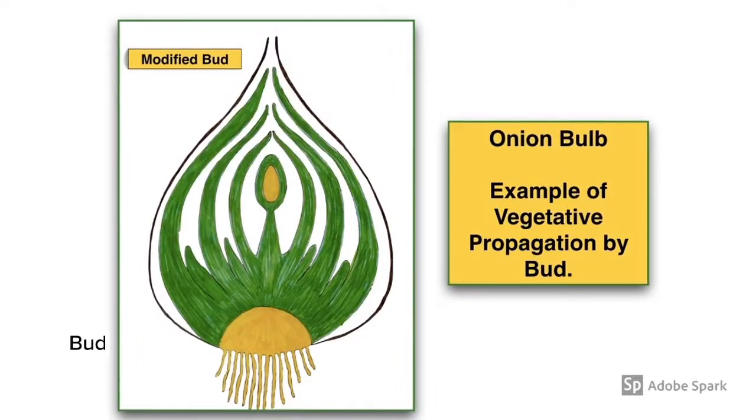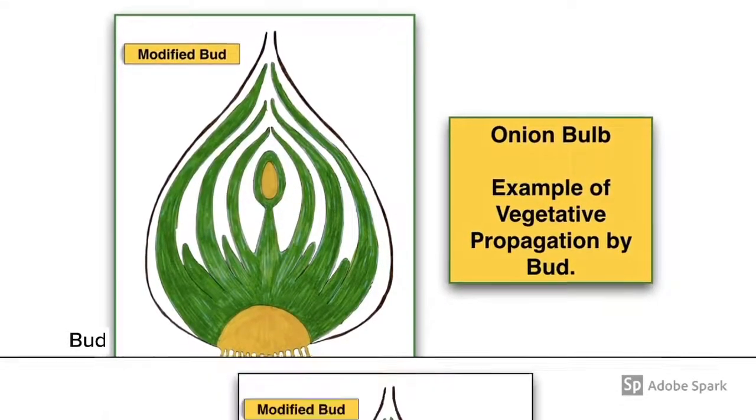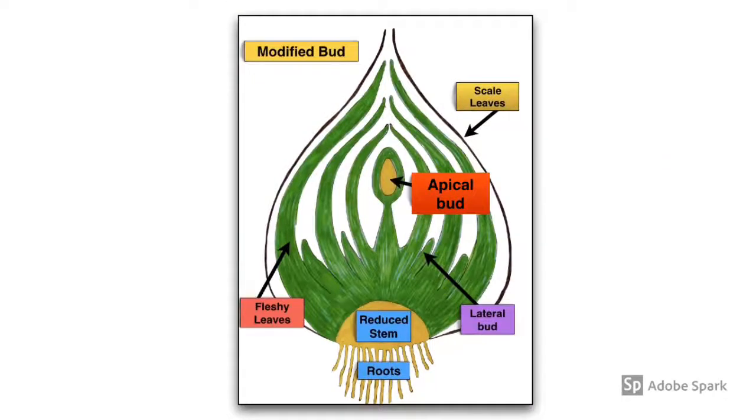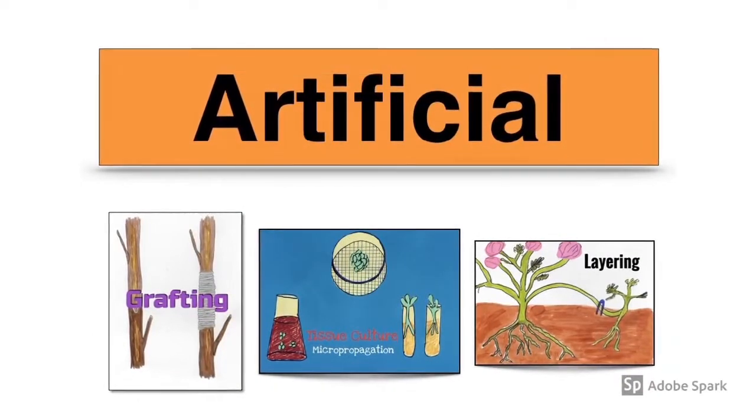The last example of natural vegetative propagation using the bud is the onion bulb. The onion bulb is a modified bud. It contains a modified or reduced shoot system and a root system all underground. It consists of this reduced stem, these lateral buds, and these swollen fleshy leaves that contain stored food. So if we examine the onion bulb, it's these lateral buds that have the potential to give rise to new onion plants. So now it's on to artificial methods of vegetative propagation.